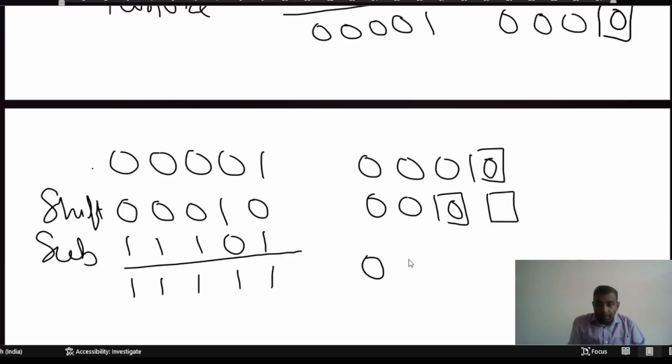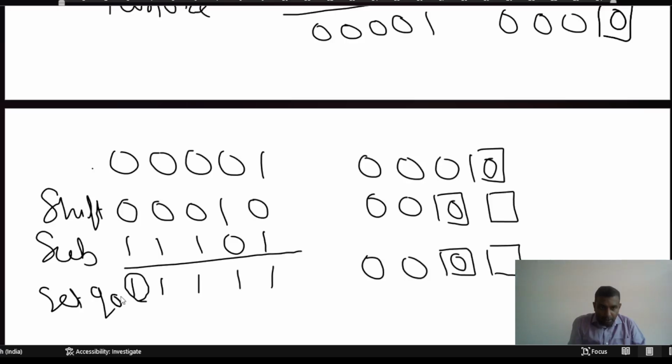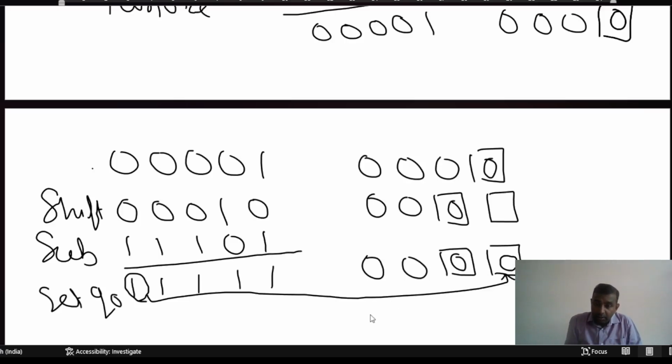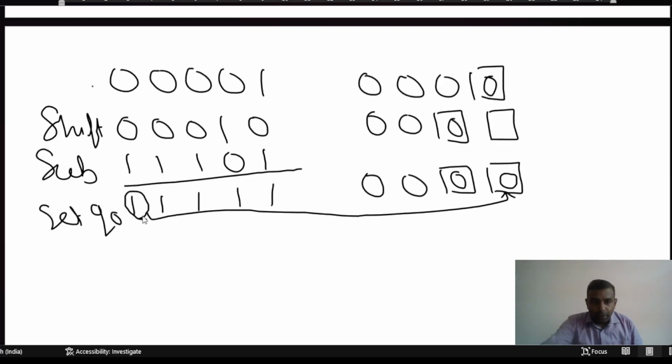Then by using the first bit of the result of subtraction, we can decide the Q0. So the operation is called set Q0. According to this, if the first bit is 1, then Q0 is 0. And if the first bit is 0, then Q0 is 1. Now, we are getting 1 in the first bit.